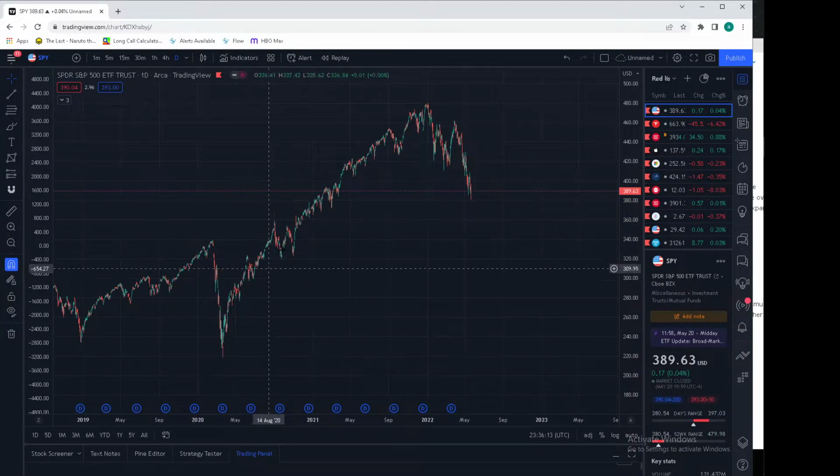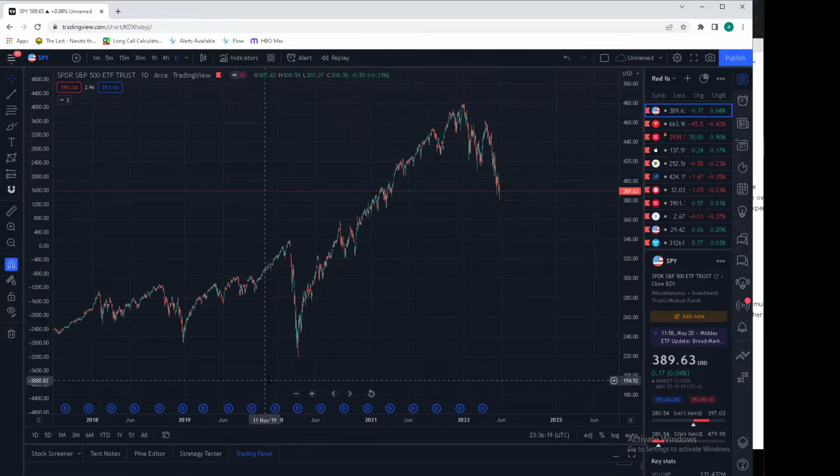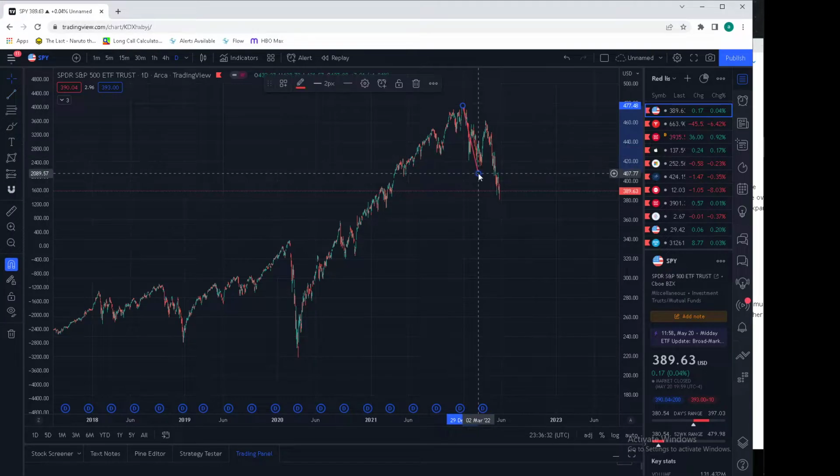So this right here is one big impulse wave, right? From the COVID lows. That's COVID, the top of the wave. And now what we're going to do naturally is go ABC.